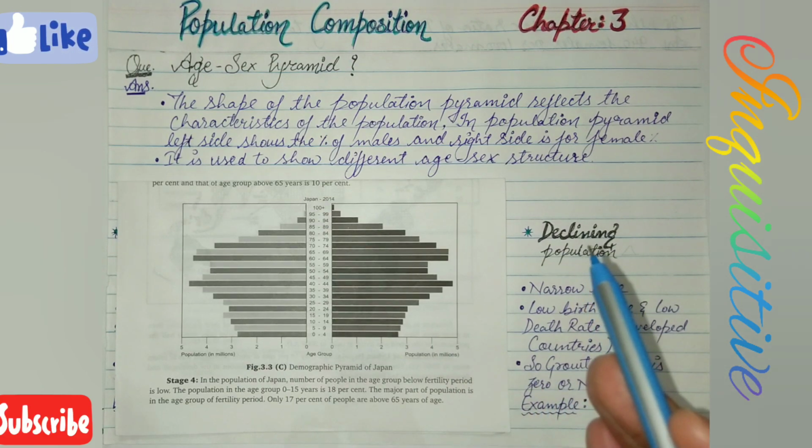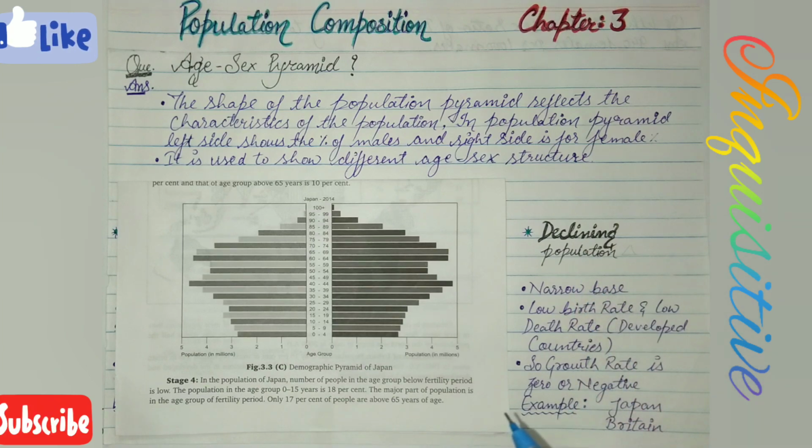If we talk about examples of the declining population pyramid, the examples are Japan and Britain.